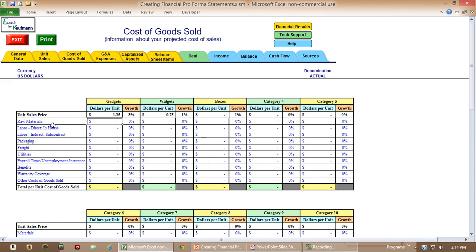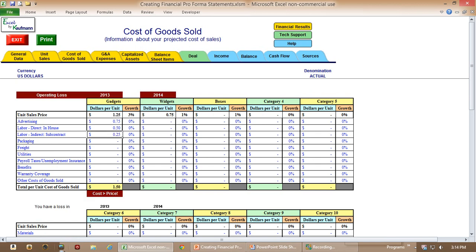And again, you can change anything you wanted to here. If you wanted to put a different category, you can do that, and it gets carried through. All right, but for the gadgets, let's say it's $1.25, and my advertising was going to be 75 cents, and my labor is going to be 50 cents, and my indirect labor is going to be 25 cents.